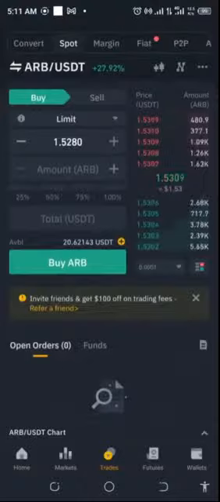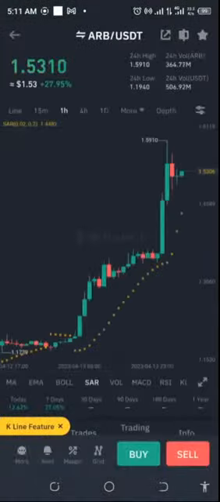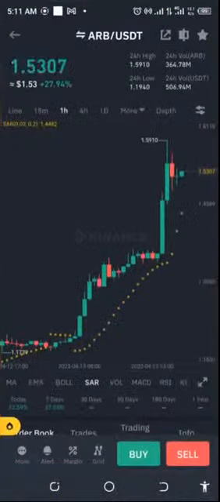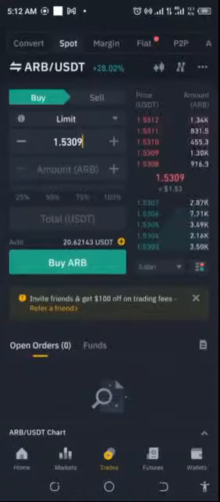Let's look at the 24-hour high. The 24-hour high is $1.59. The 24-hour low has also shifted upwards to $1.19. Just pick a very good middle space, not the extremes, right? And then make sure that you work with your target. Okay, I hope we've learned something here.